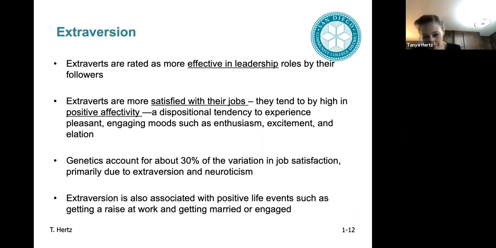which is pretty, I mean, when you think about it, it makes sense. I mean, it's sad, but it's true. They're more likely to get raises, to get engaged, to get married, to go on vacation, and it's because they put themselves out there, right? Now, extroversion is positively correlated with job success, and we know that genetics account for about 30% of job satisfaction, and the main reason why we can say that genetics is related to job satisfaction is because of extroversion, and then also neuroticism, which we'll talk about here in a little bit.